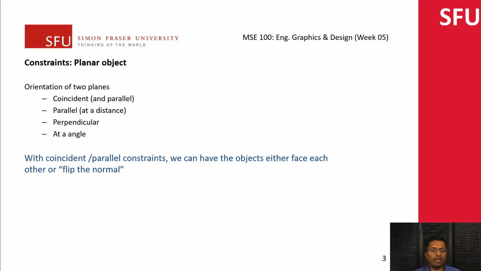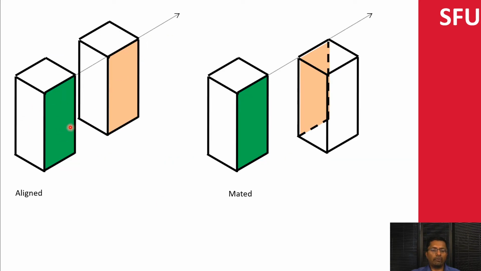SolidWorks has a specific terminology for this. If we think about coloring those two faces, SolidWorks calls it aligned if the normals are facing the same way, and if the normals are facing in the opposite direction, we call it a mated constraint. So rather than just arbitrarily show you some diagrams, we'll try to set up the constraint for the table case.